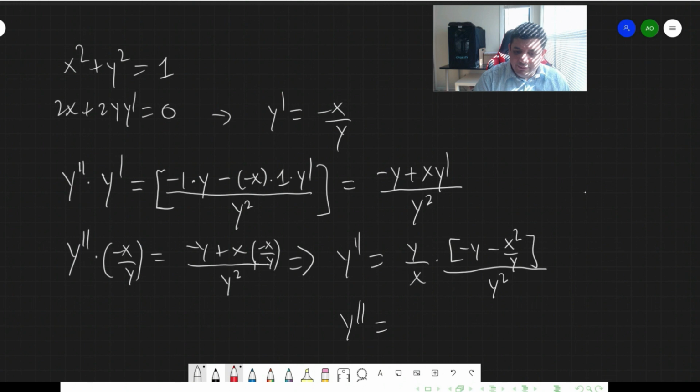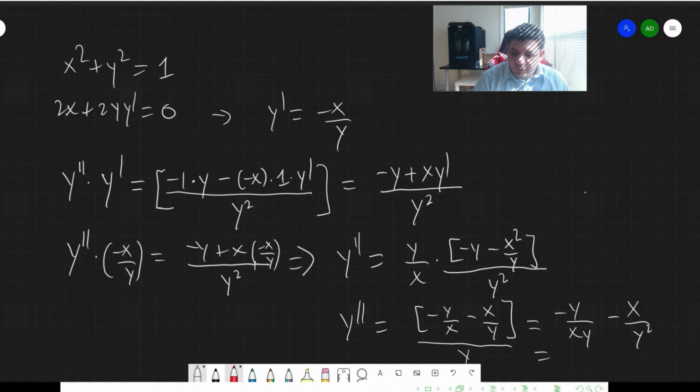So y double prime is now going to be minus y over x, and then this x is going to cancel one of these, minus x over y, and then I'm going to cancel this y with one of the y's here. So this is going to be like this, or I can rewrite this as minus 1 over y minus x squared over y cubed. Okay, so kind of convoluted. It requires a lot of steps, and it requires that we replace what we initially have.